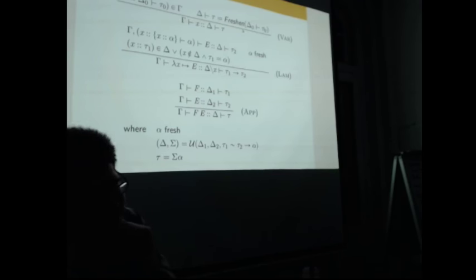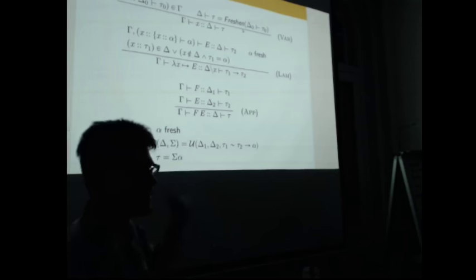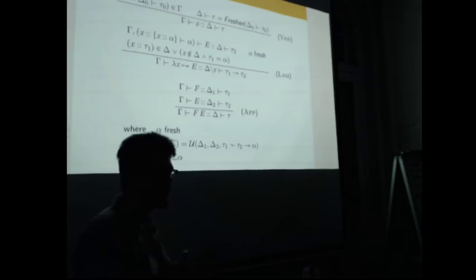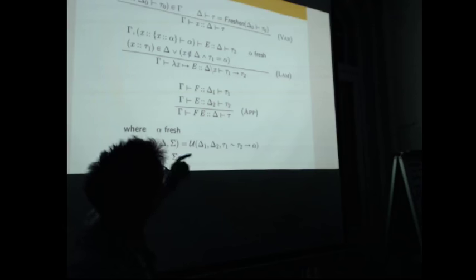refreshed. So refreshing here means that I take the typing and I replace all these type meta variables with fresh ones in a consistent way. So all the A's become A primes, all the B's become B primes, right? But they are still meta variables. They are still not for all bound.